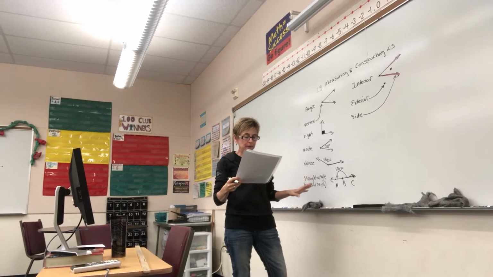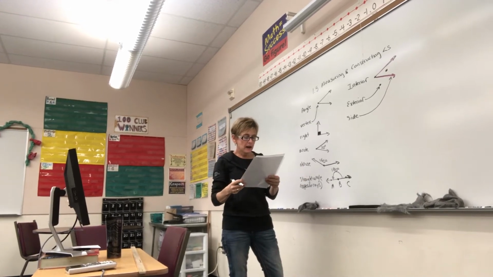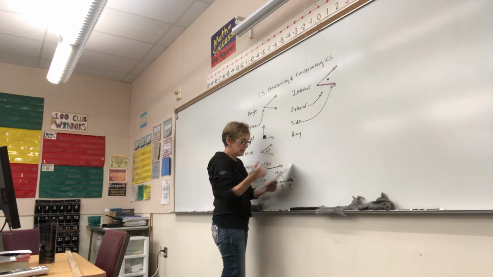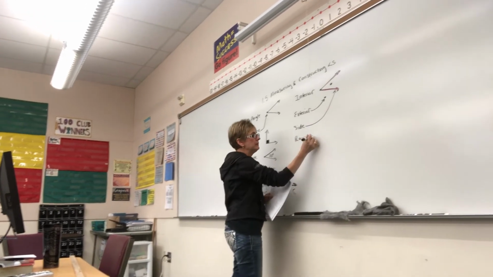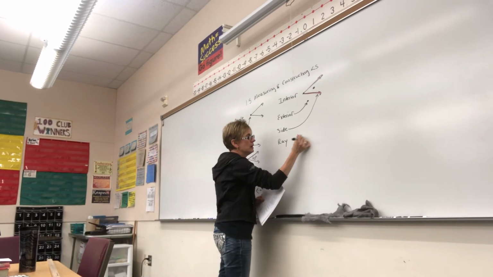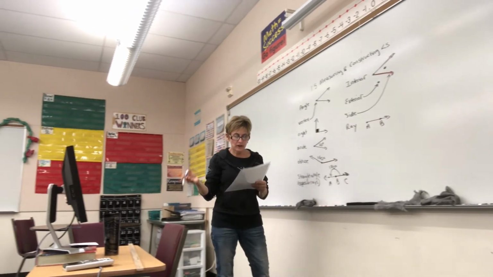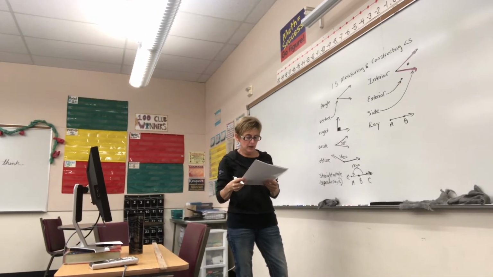You guys are doing great. We have 4 more words. Ray, we actually already kind of talked about, I think, but a ray is part of a line. So we'll just draw a picture of that there. It has an arrow on one end and the point on the other.